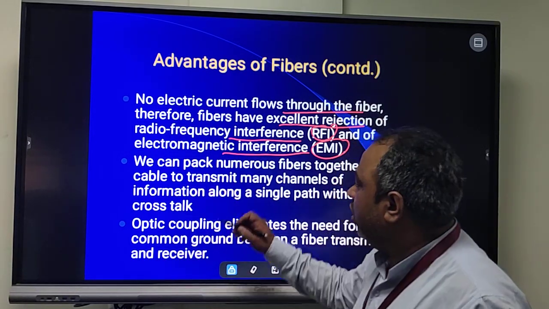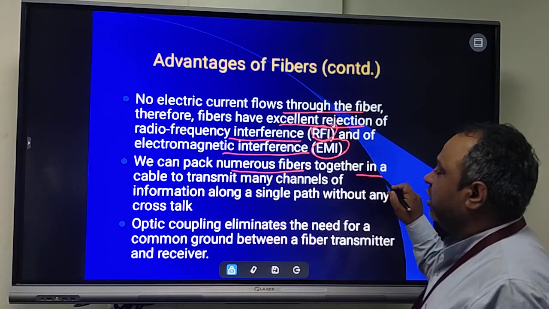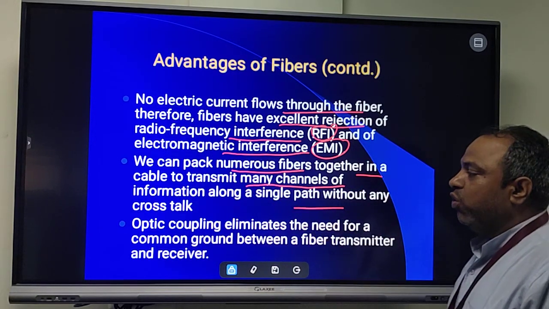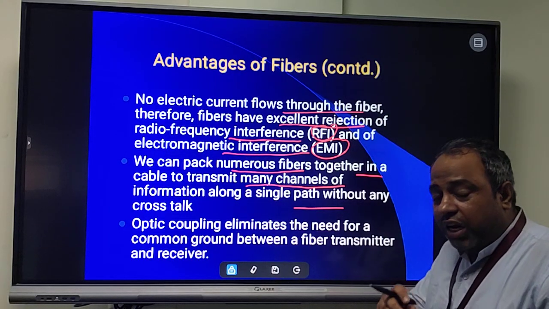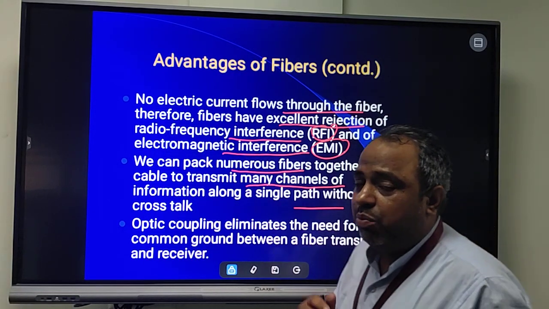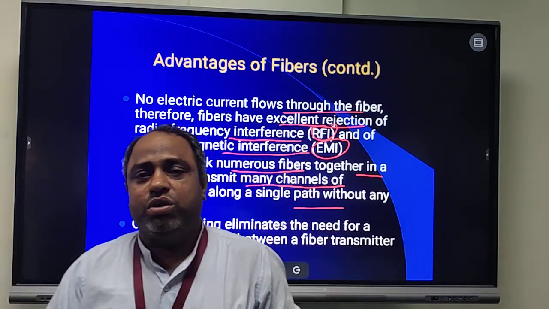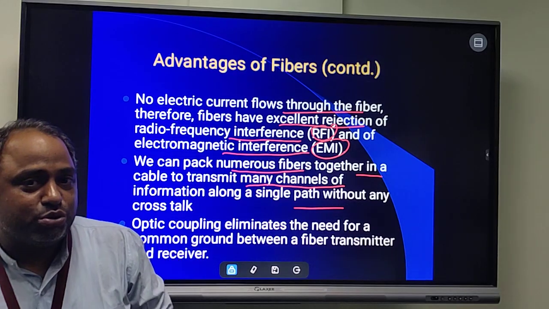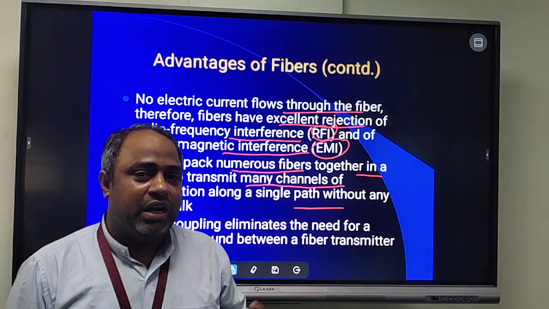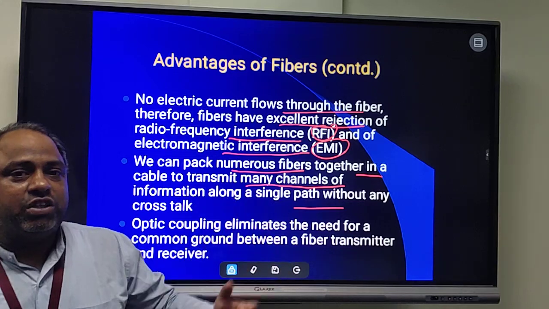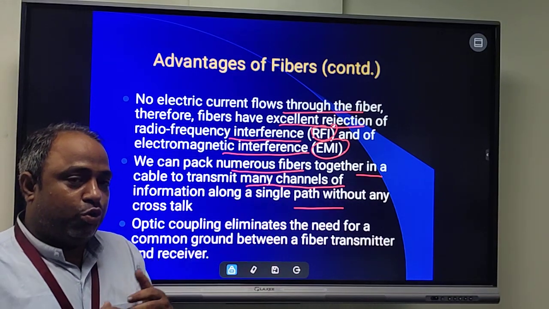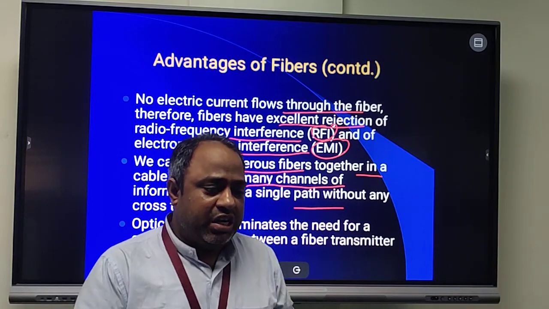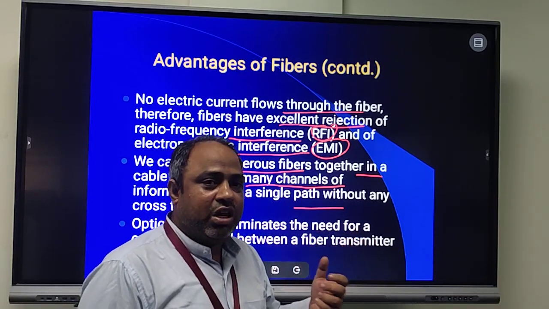After that, we are talking about how we can pack numerous fibers together in a cable to transmit many channels of information along a single path without any crosstalk. It means if we are connecting multiple wires, multiple cables, they are known to have crosstalk in between. In a telephone line, whenever the landline system is used, sometimes the wrong number is dialed and the wrong number is picked by some other person and crosstalk continues. Two people are already talking and a third number is interconnected with that part. It means interconnectivity between the two major parties.